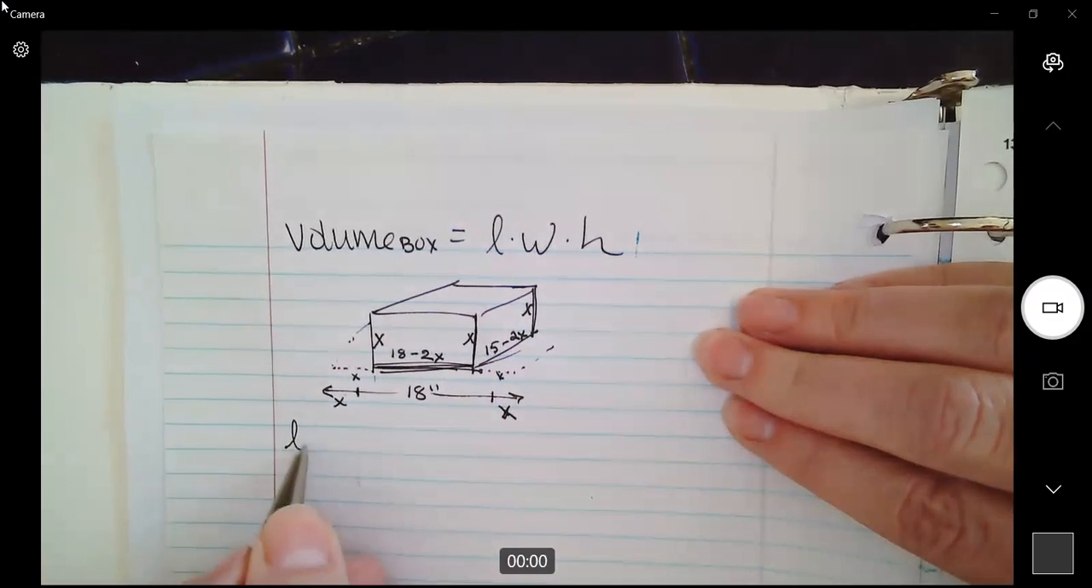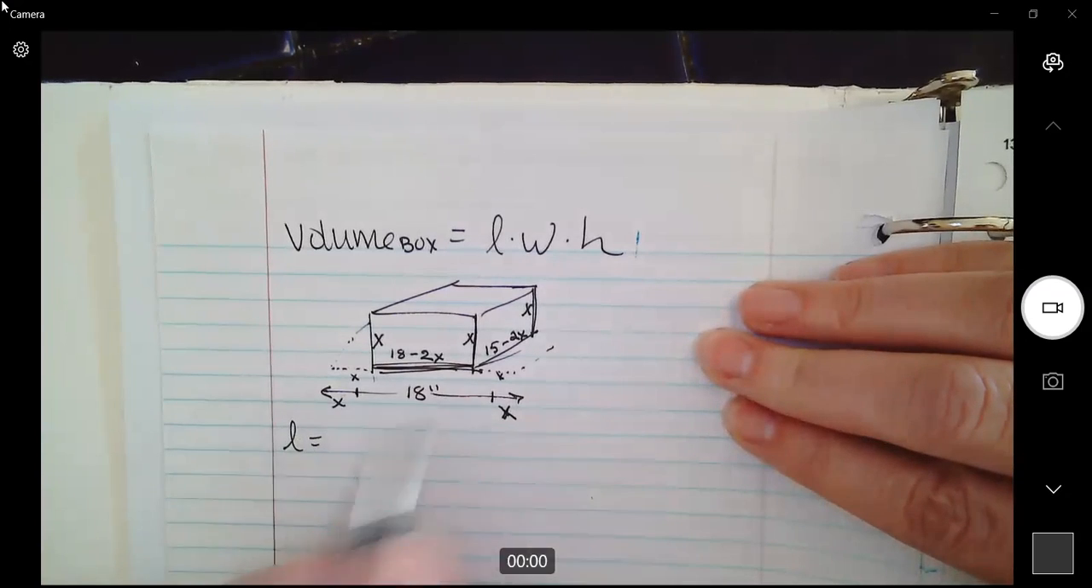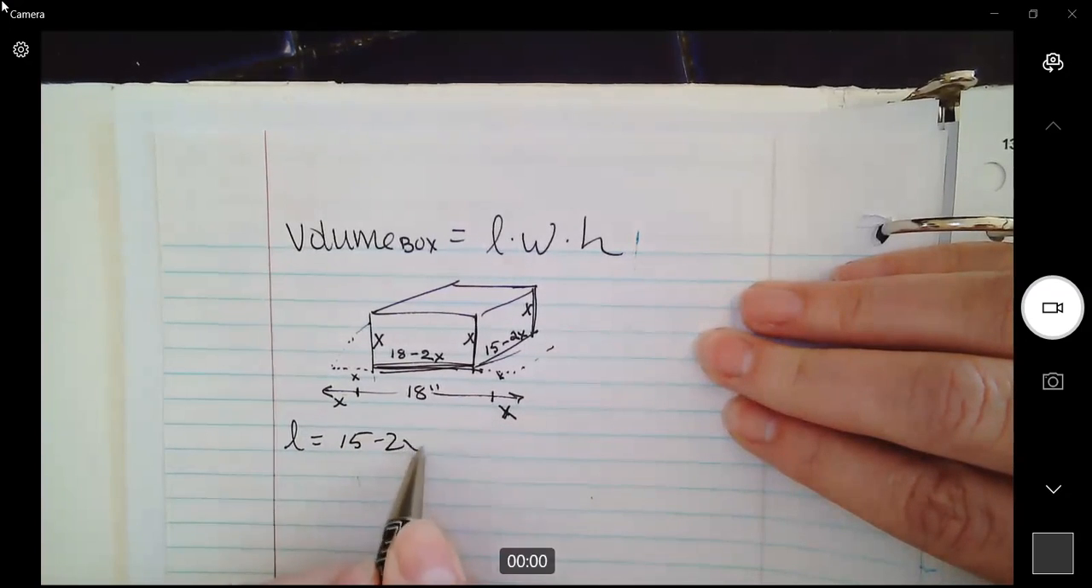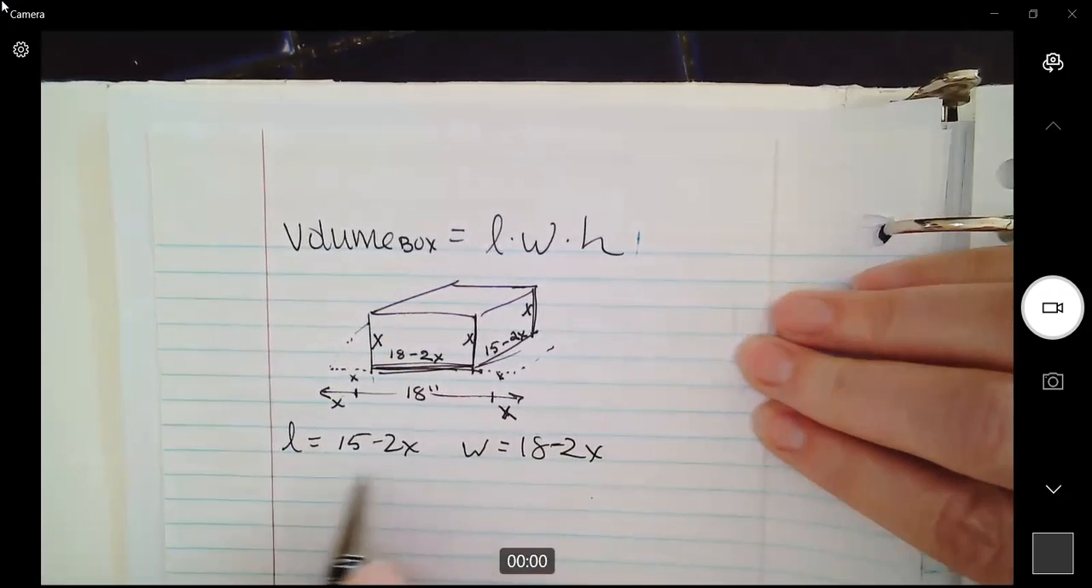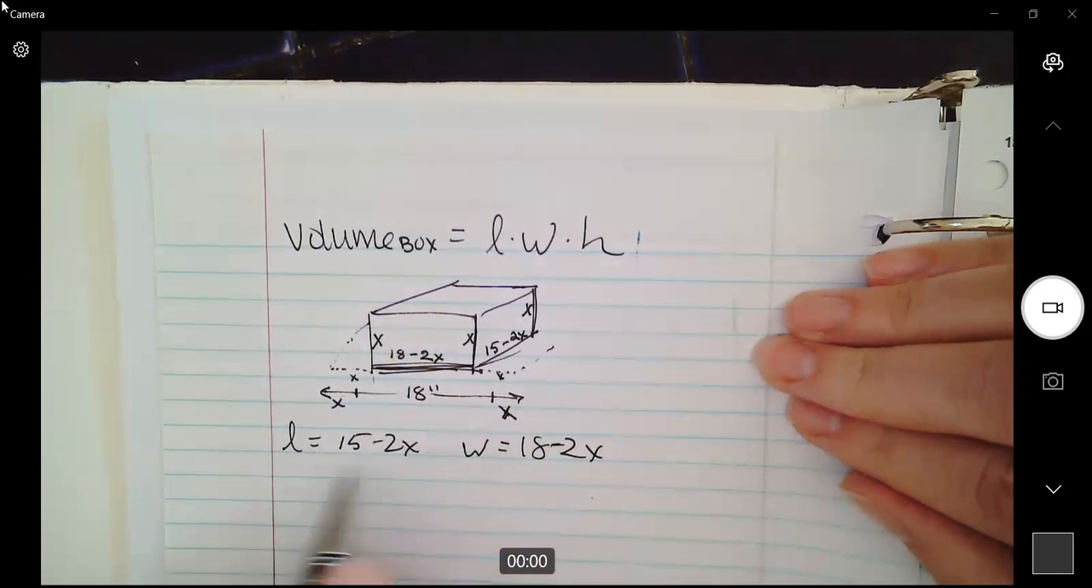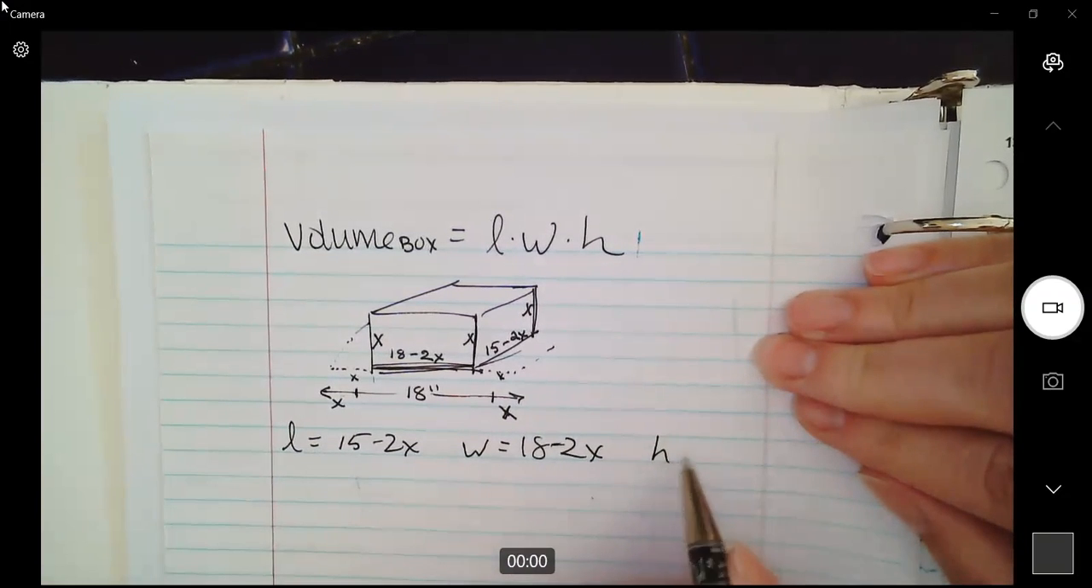Okay, so length, I don't care, 15 minus 2X. I'll just go length that way. Width is going to be 18 minus 2X. Since this is a rectangle, of course, these are interchangeable. It doesn't really matter which one you call length and width. But the height, we're going to designate that to be X.